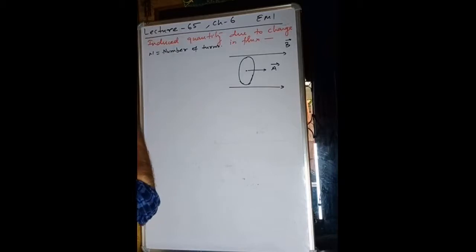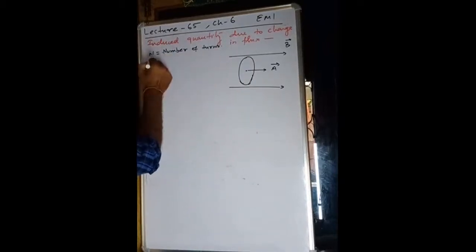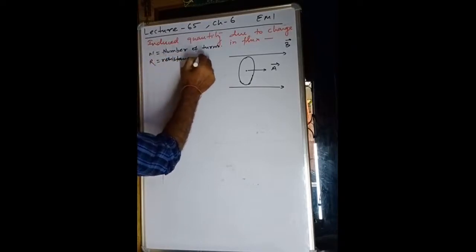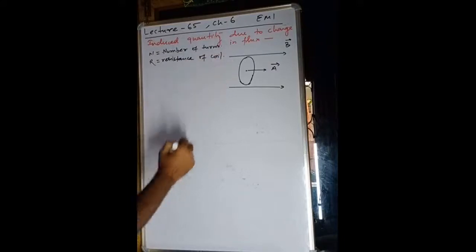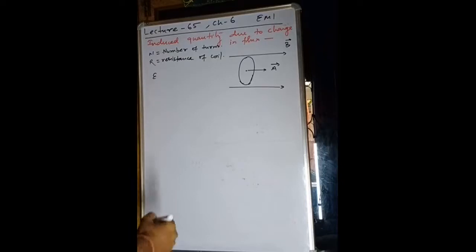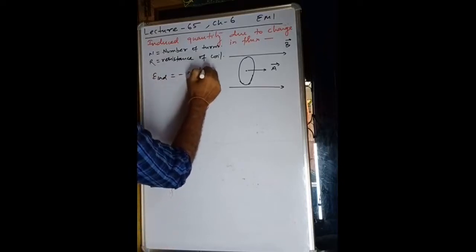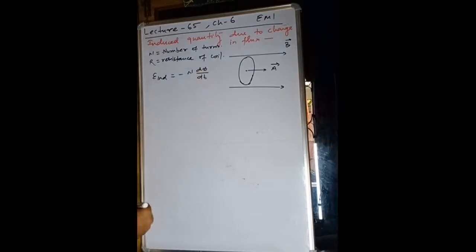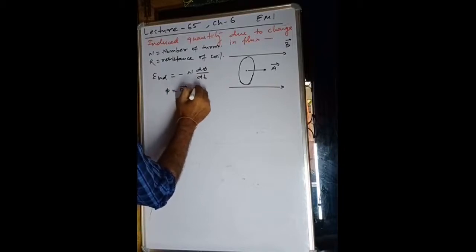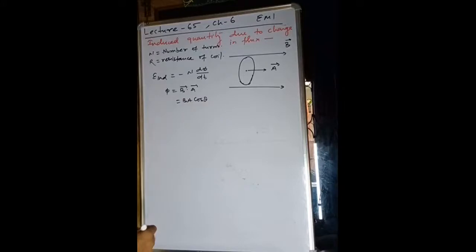So the E induced, that is the induced EMF, let the resistance of this n-turn coil be R. It is the resistance of the coil. Okay, now we know that according to Faraday law that we have studied, E induced is minus n d phi by dt. Here phi is nothing but B dot A, or we can write BA cos theta.